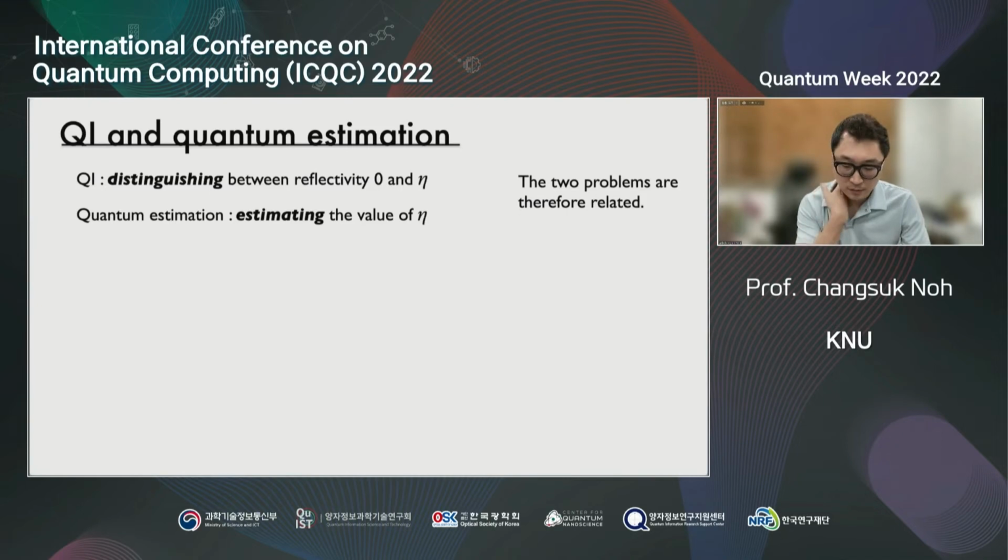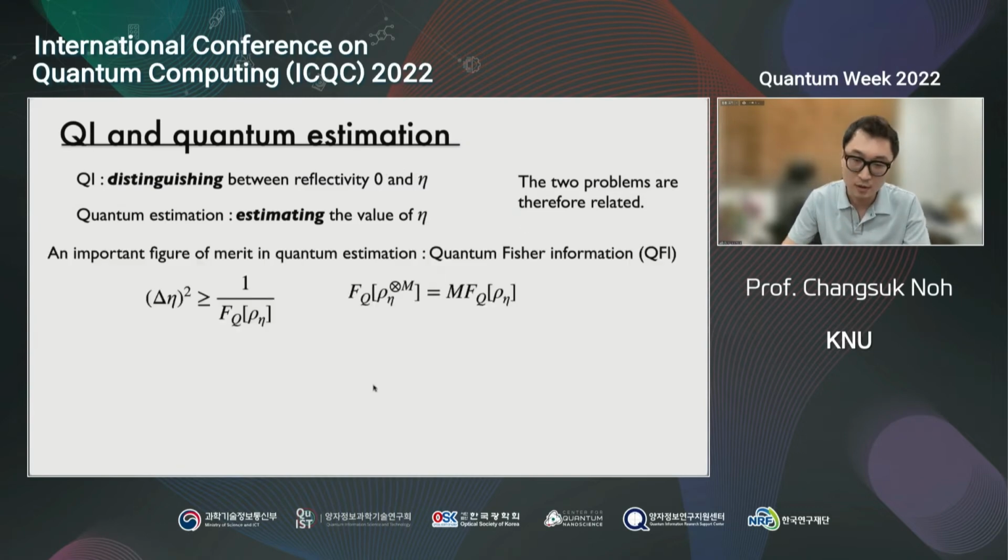One other ingredient before we move on to our work is we need to discuss quantum estimation just a little bit. So what's the difference between quantum illumination and quantum parameter estimation? In quantum illumination, we try to distinguish between the reflectivity 0 and eta. In quantum parameter estimation of eta, we try to estimate the value of eta. But if we know the value of eta accurately, then we can certainly distinguish between 0 and eta. So they're related, and we'll see a mathematical relation for that as well.